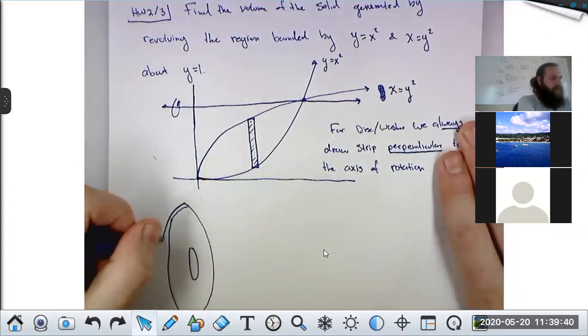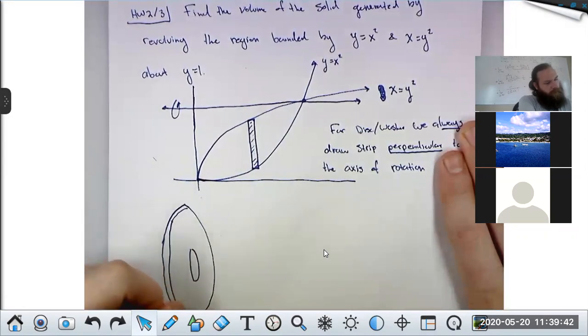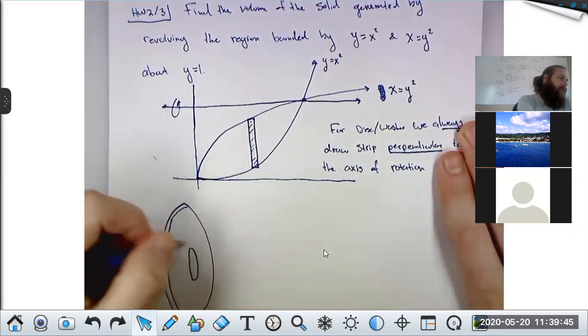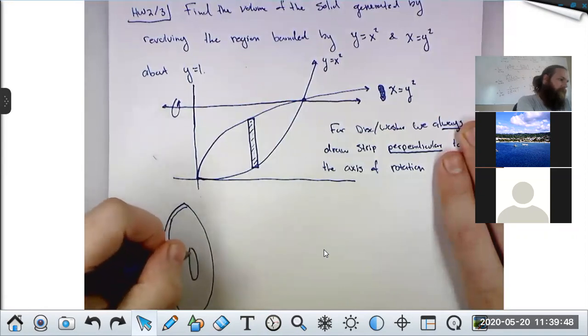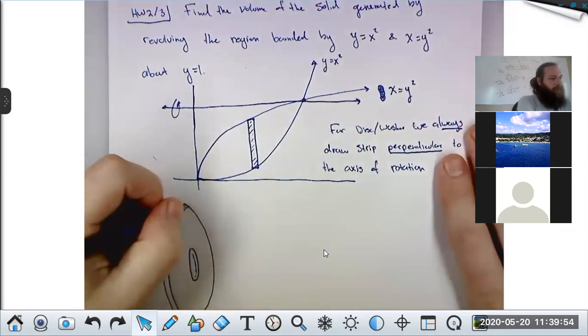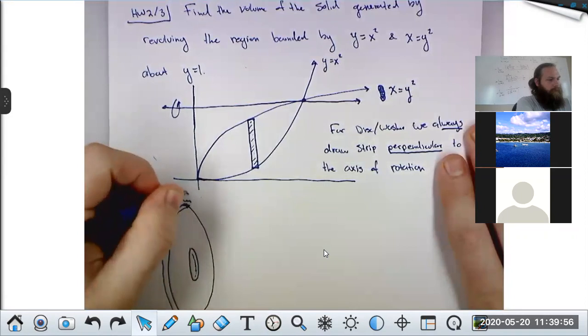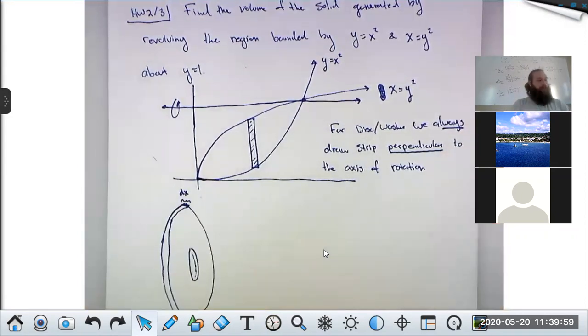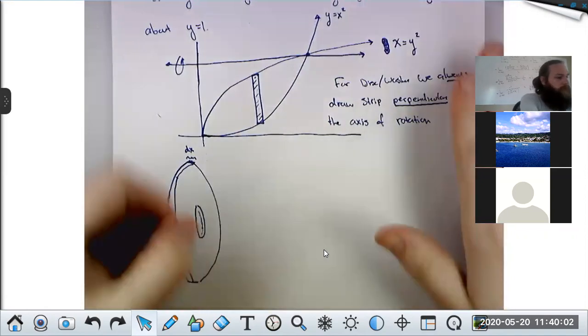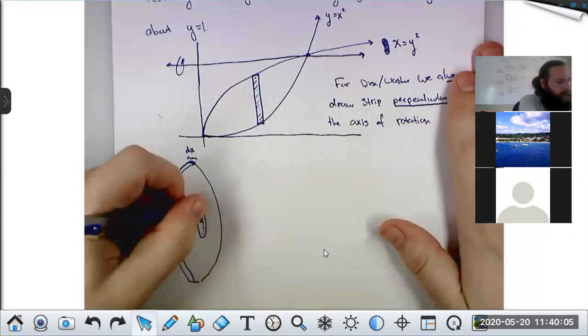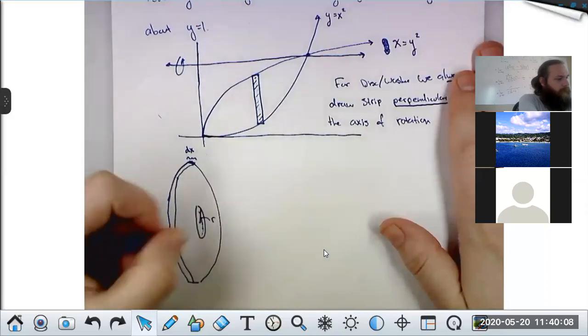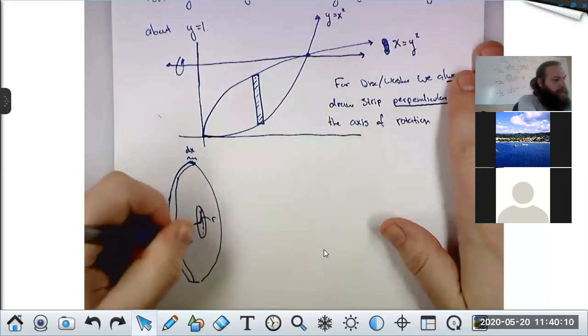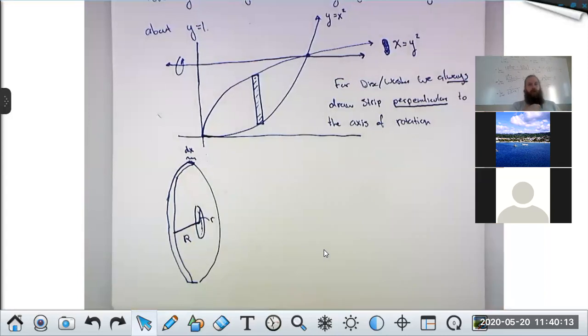I'll generate a little washer-shaped solid like this. That's that side, then this side. Something like that. This is dx, the thickness of the strip. And I have two little radii. I have this small r, and I also have this big R. And so I need to find capital R and little r as functions of x.